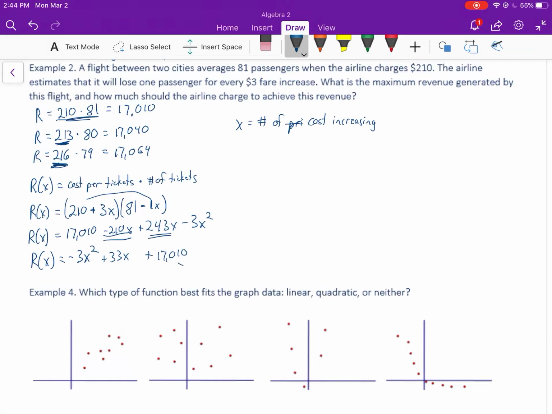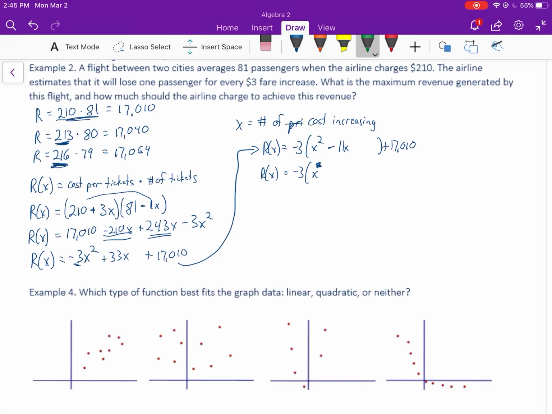Let's go ahead. We're going to move up here, and we're going to put that into the form where we can graph it. So we start by factoring out a -3. That's going to be x squared plus, actually minus 11x. We leave a space, and then plus 17,010. We want to complete the square here. Oops. I want to complete the square.